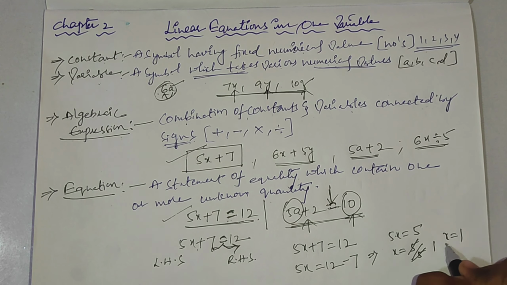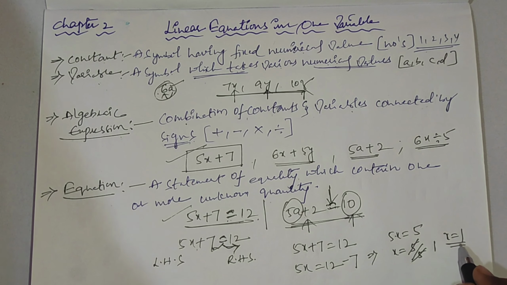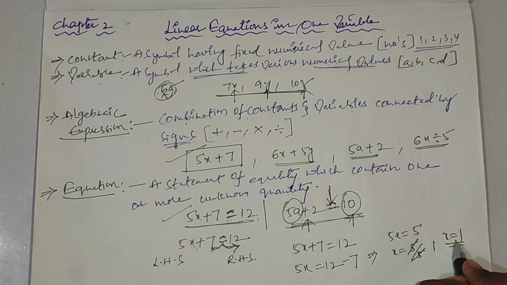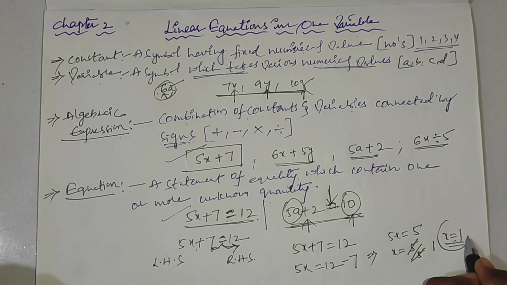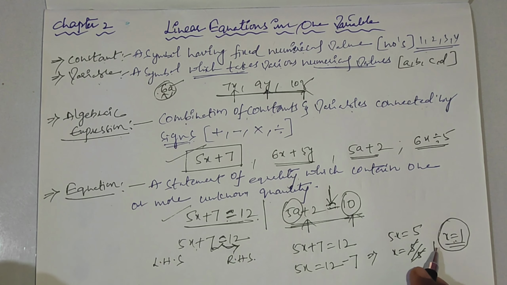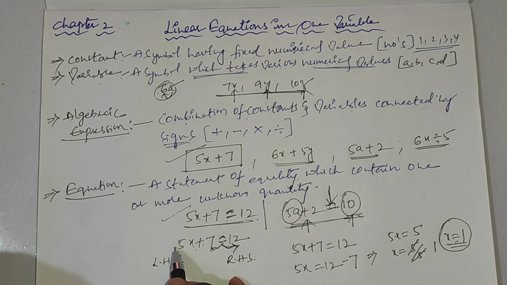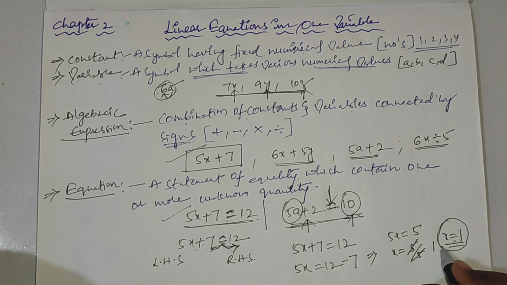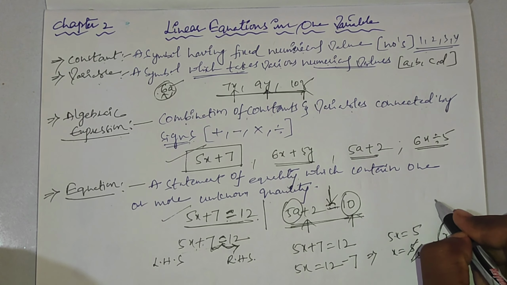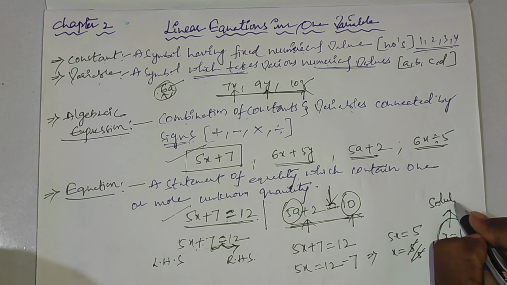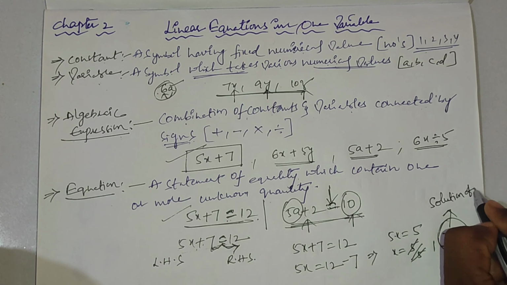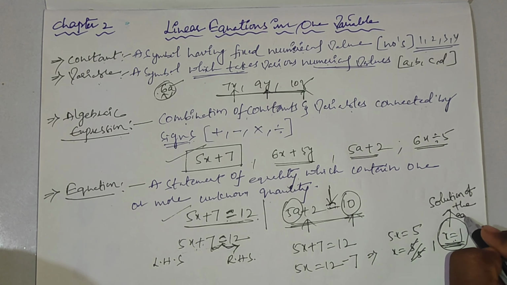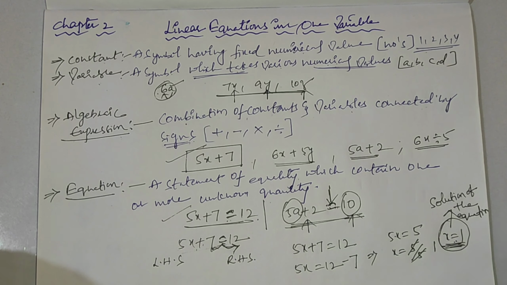x equals 1. We got the answer is what here? 1, right? So this is called what? The solution of the equation. Here we are finding the value of x. In this equation, we are finding the value of x. So whatever answer you got, this is called a solution of the equation.